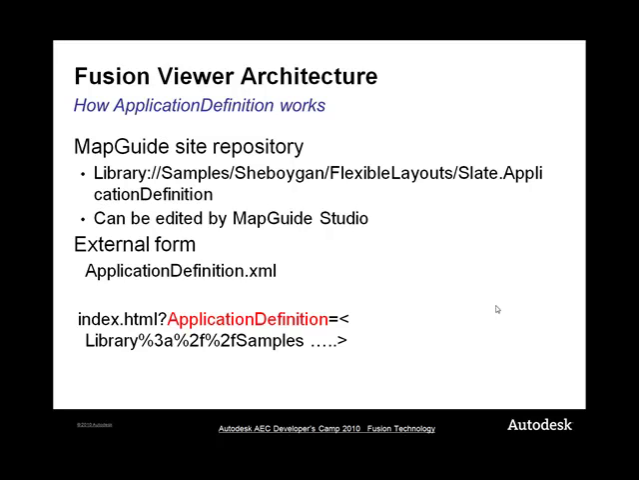Normally, when a flexible web layout loads in the browser, it checks for the application definition resource name passed as a parameter to the home page of the Fusion viewer. If it exists, then the application definition is loaded from the site repository. However, if the application definition path is not passed to the home page of the Fusion viewer, then the flexible web layout looks for the application definition XML file, which is located in the same folder as the index.html file.